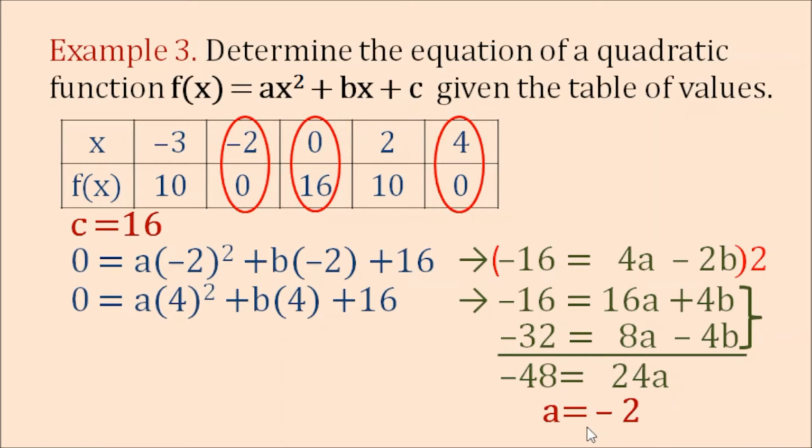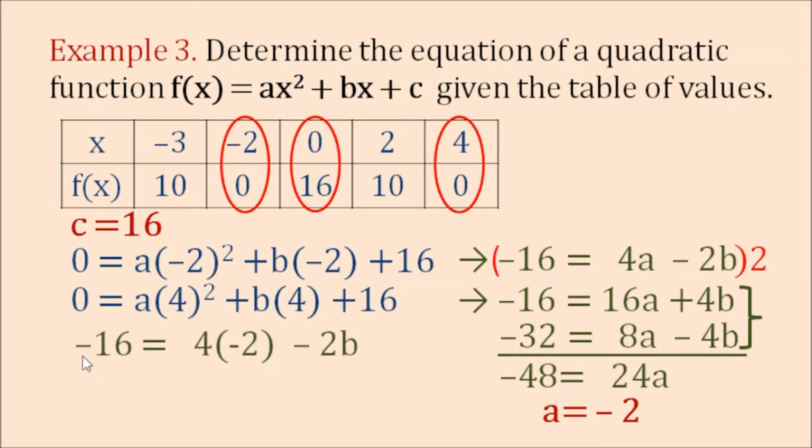So we already have the value of a. Now to find the value of b, we can use any of these equations. For example, we are going to use this first equation here: -16 equals 4a minus 2b. So we know that a is -2. We just substitute this a here with -2.